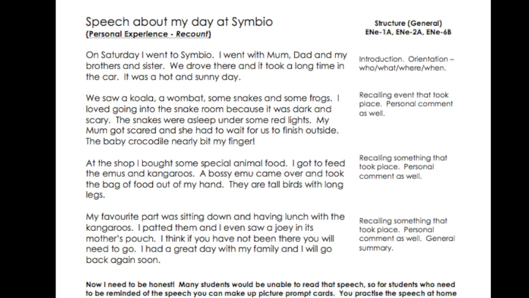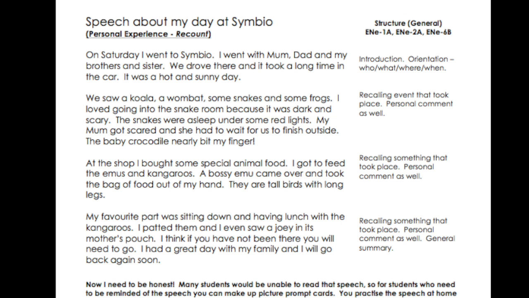Now you can see there we've got 4 paragraphs. What it's talking about is the structure on the right hand side. So we have the introduction. That's the orientation to the speech, the who, what, where, when, how, why, the basics of getting the audience in. We then have 3 paragraphs essentially that expand on what happened at Symbio. There can be some personal comments added in there. And of course, at the end, we have the summary of the day.